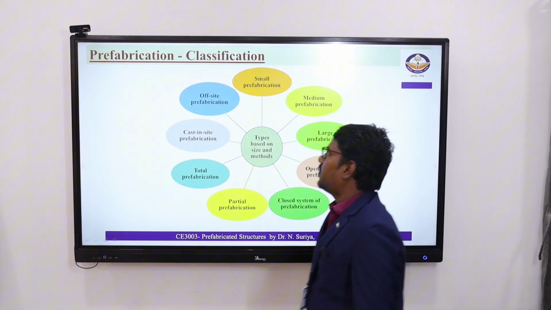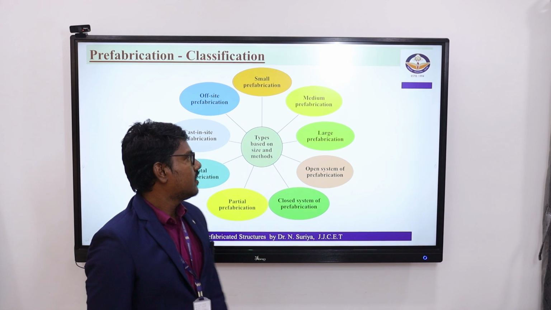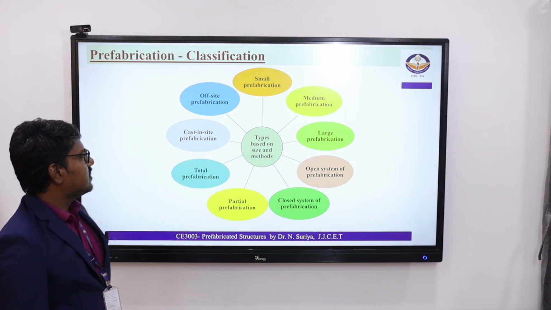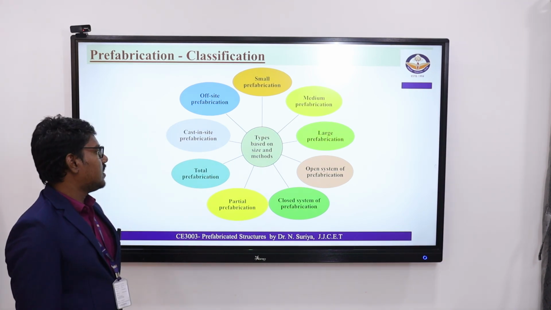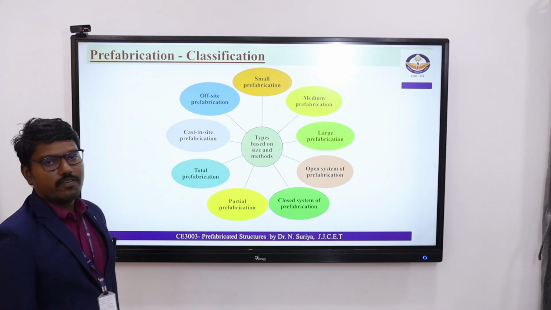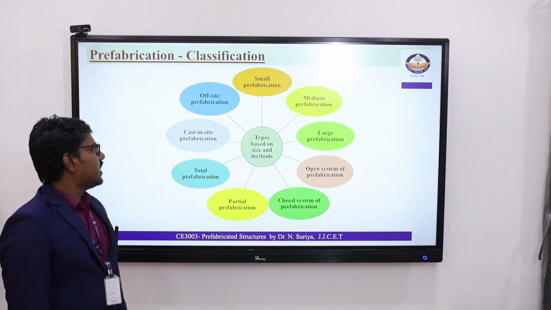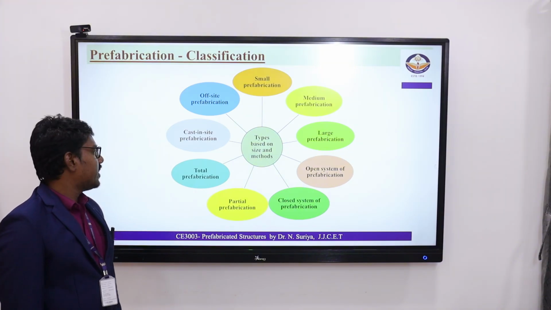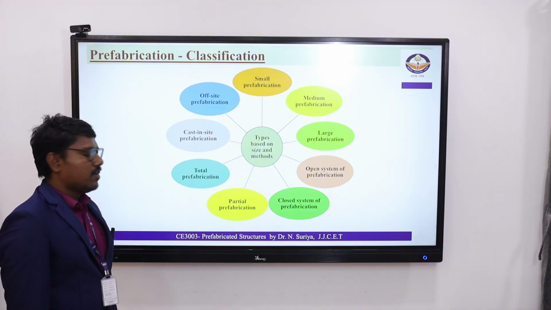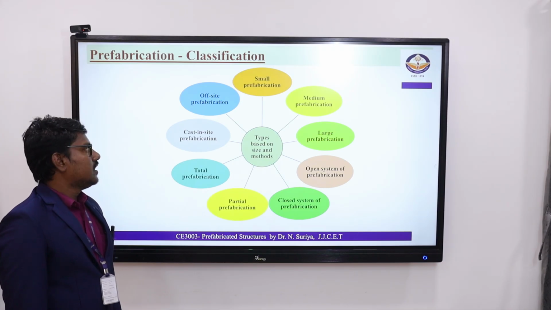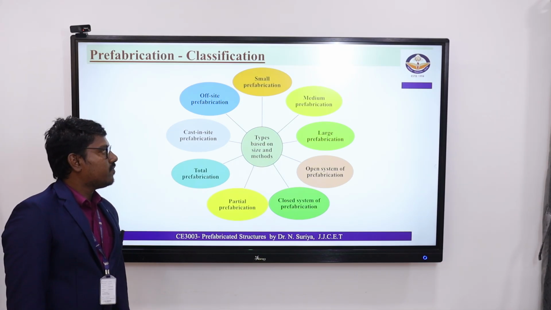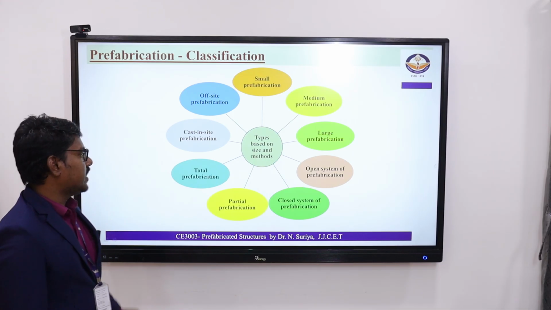Next, prefabrication classification. Prefabrication is classified into different types based on different sizes and methods involved. So the types are off-site prefabrication, cast-in-site prefabrication, total prefabrication, partial prefabrication, medium prefabrication, small prefabrication, and large prefabrication.